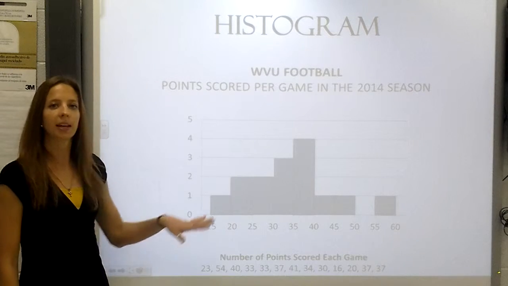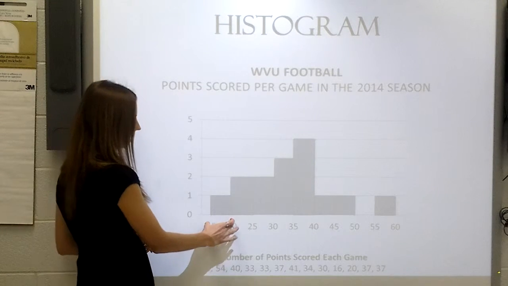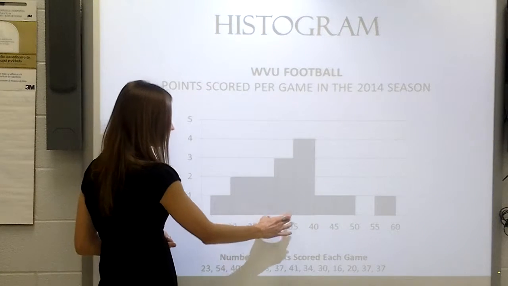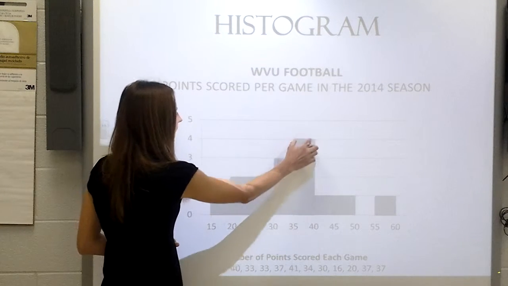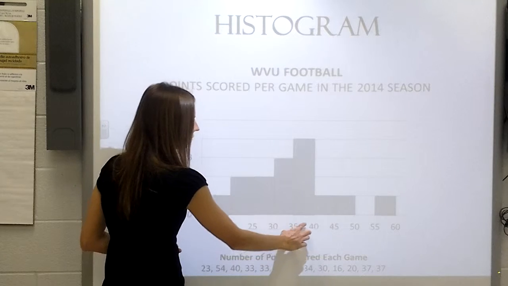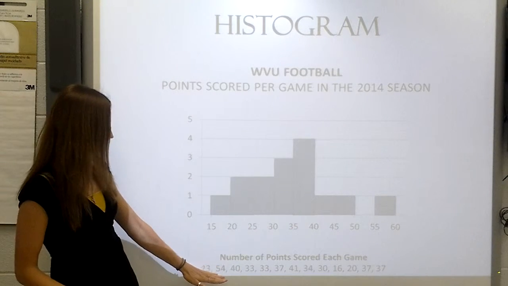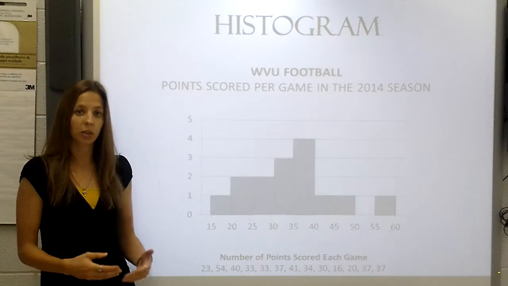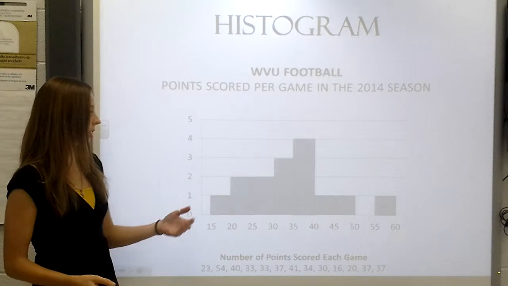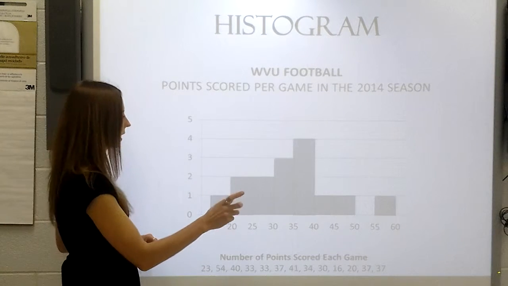If we were to draw this as a histogram, okay, you can see that we created 5-point intervals, and we can see that in 4 games they scored between 35 and 40 points. Of course, without looking specifically at our data values, we don't know, again, was it 37 points? Was it 40 points? We're not quite sure. We just know the range.